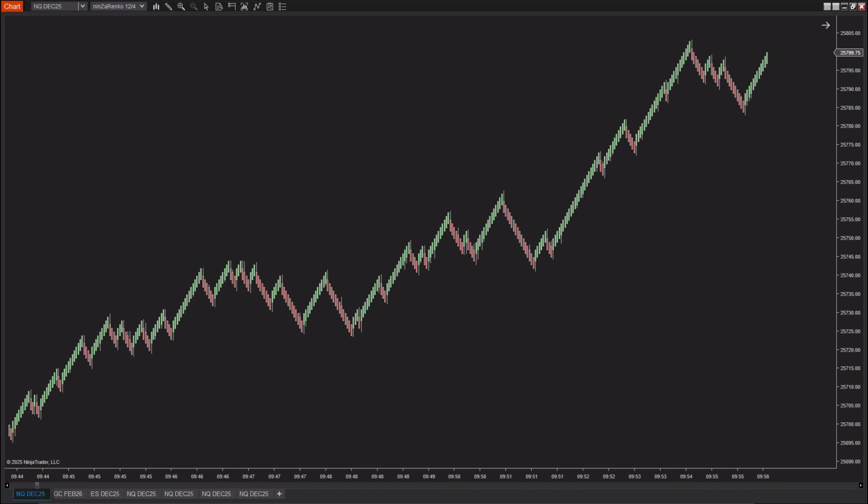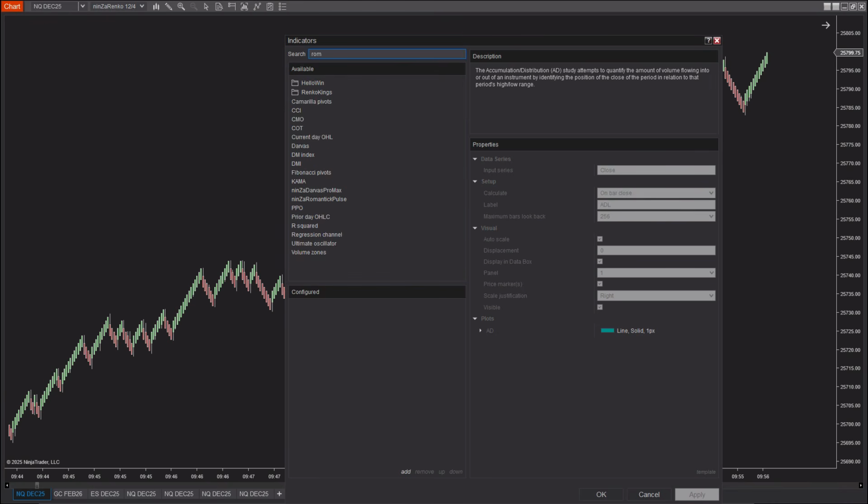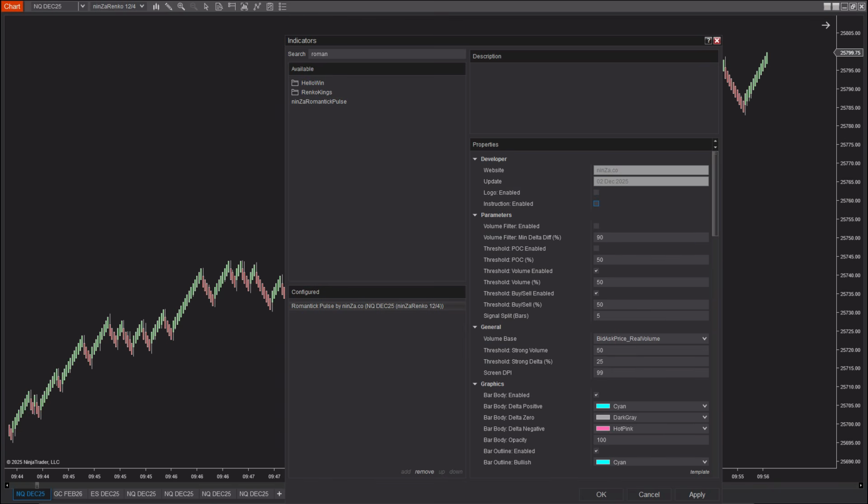First, we'll add Romantic Pulse to the chart. Then, we'll configure the parameters and signals according to the recommended settings, ensuring that you get the clearest and most effective view when analyzing and executing your trades.